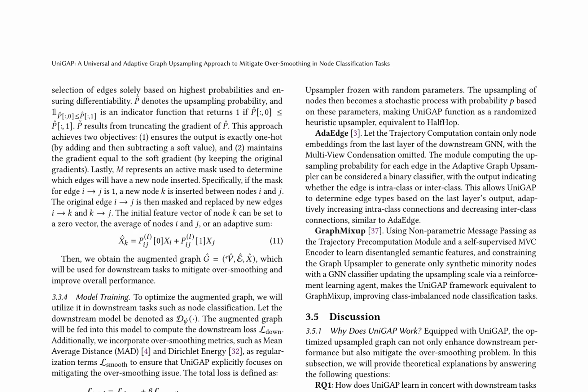downstream model to compute the downstream loss, which is then combined with oversmoothing metrics, such as mean average distance, MAD, and Dirichlet energy, as regularization terms. The total loss is defined as the sum of the downstream loss and the regularization term, and the model is trained in an end-to-end manner through backpropagation.